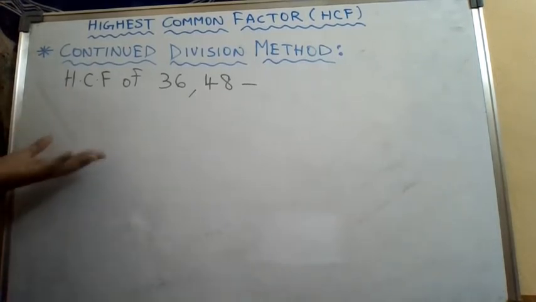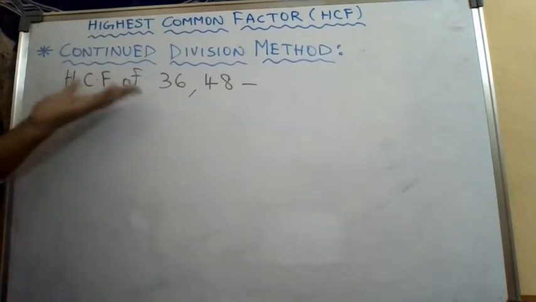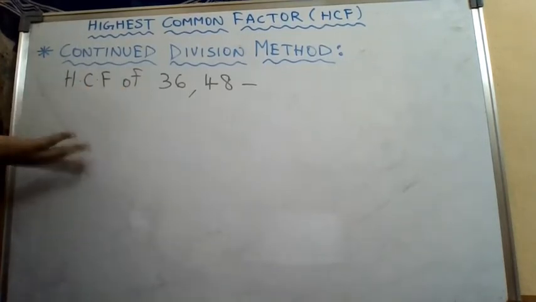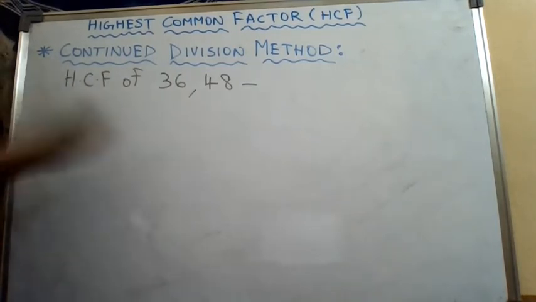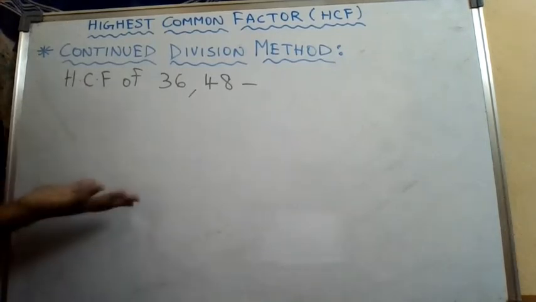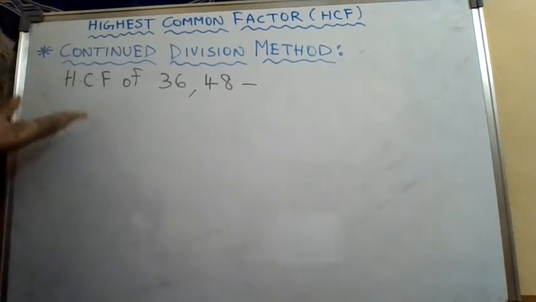If you have very large numbers, in the hundreds or more than 50, because with 36 and 48 you can write the factors, but not for large ones. Prime factorization, yes, you can do it obviously, but the continued division method is very simple to do and has very few steps to follow. So we will look at how to solve by using the continued division method.